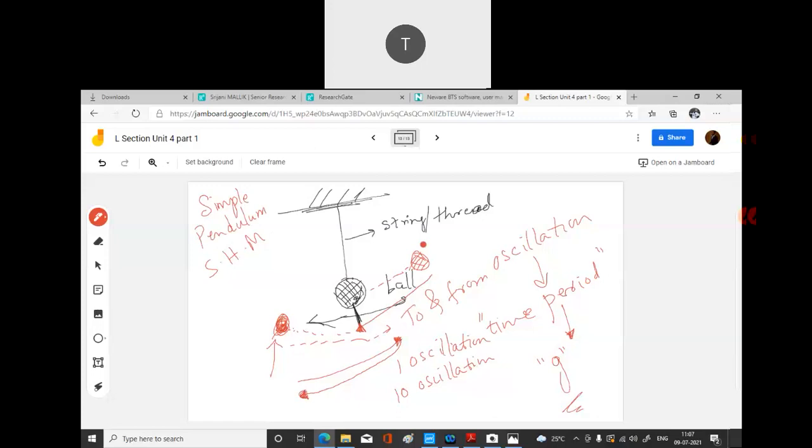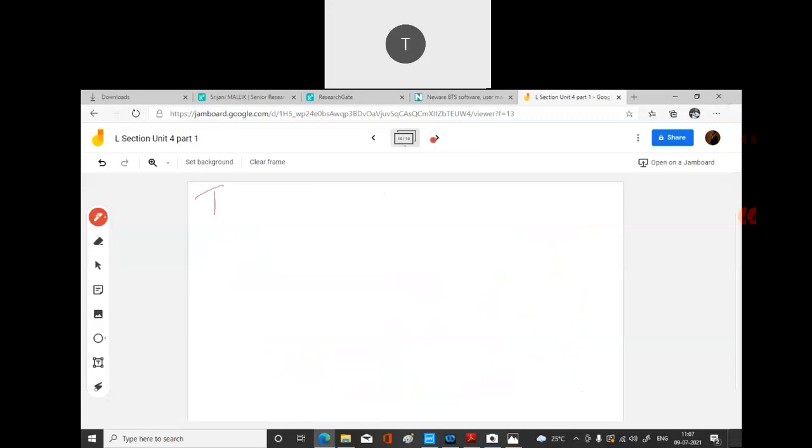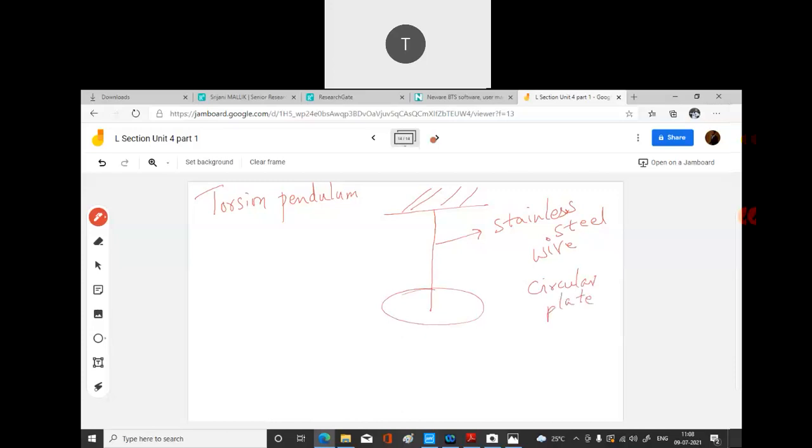Now if you take your torsion pendulum, instead of the simple pendulum, we are taking a torsion pendulum. As we had already seen, in a torsion pendulum you take the same thing, like you take some thread, or in our case we take a stainless steel wire. Okay, so we take a stainless steel wire, and then we put some weight. Your weight will have some geometry, so let us assume it is a circular plate of some 1 kg or something like that. So we will take this, and then we put that.